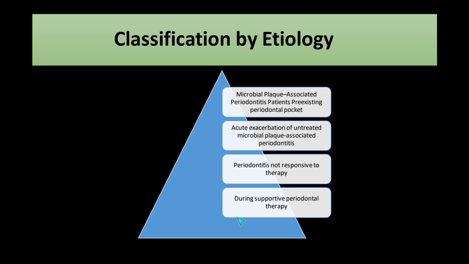The third and the last is the same thing during supportive periodontal therapy. In all these conditions, there could be the initiation and formation of periodontal abscesses. So the primary etiological factor which initiates and aggravates periodontal abscess is dental biofilm present in periodontitis patients who have a pre-existing periodontal pocket. Remember, periodontal abscess means there is periodontitis, there is persistence of dental biofilm.